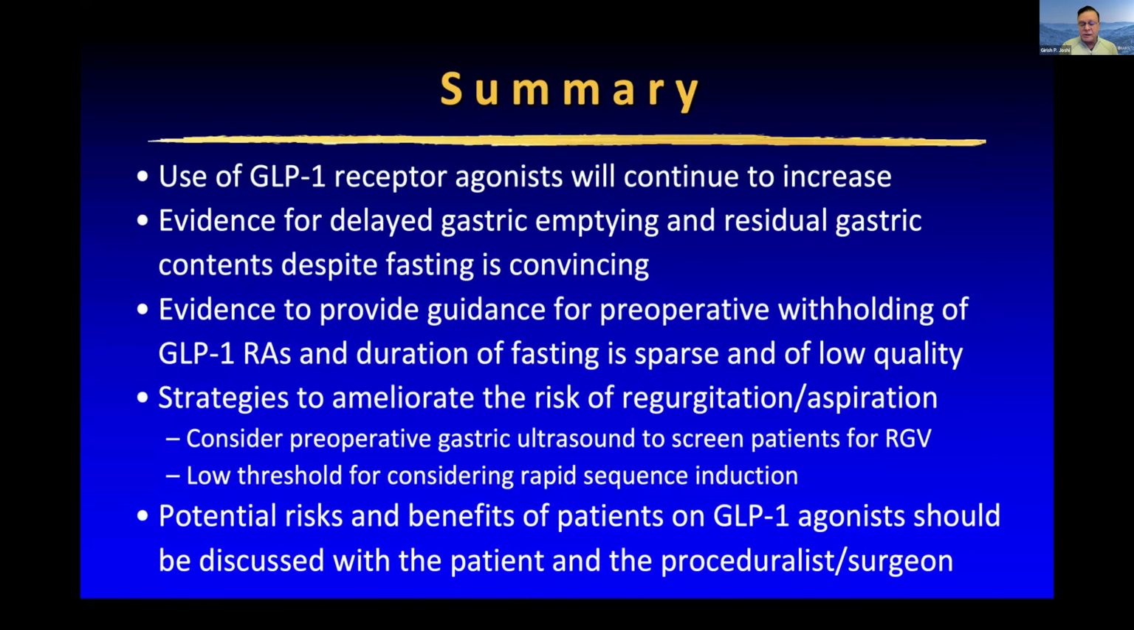Obviously, we have to discuss our concerns with our patients as well as our surgeons and procedures. Thank you.